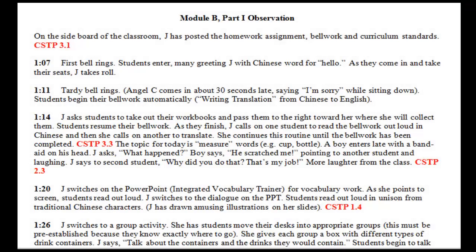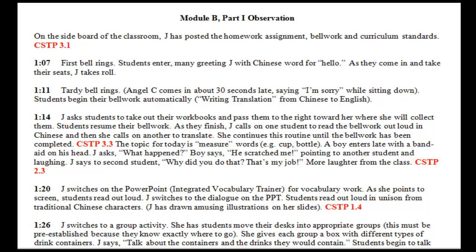After the support provider types up their observation, they will make arrangements with their participating teacher to share their notes. On the first observation notes, the support provider will need to identify the CSTPs evident in the observation. Identifying the CSTPs can be done by the support provider alone or with their new teacher.